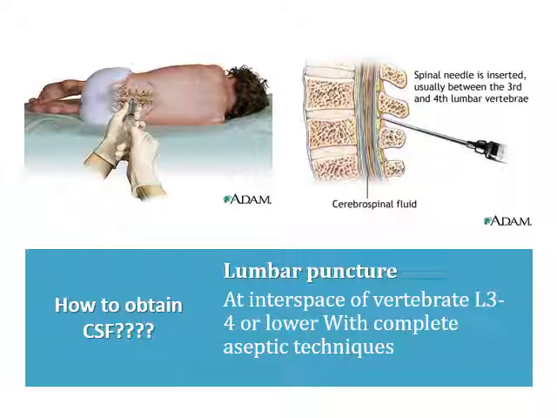Obtaining the CSF sample must be done in a complete aseptic condition to avoid the iatrogenic introduction of infection. The patient lies in a left lateral position with a flexed knee and neck, and the needle is introduced between lumbar 3 and lumbar 4 or lower. Why at this level? To avoid the injury of the spinal cord, which terminates at the level of L1 or L2 in the adult. So you are going below the end of the spinal cord.